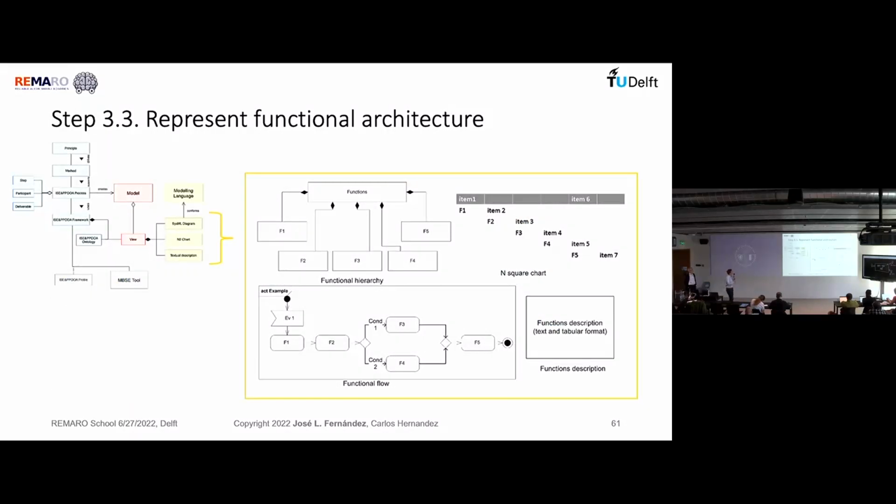We will see with a practical example how we start representing the functional architecture. So we already saw how you can represent the functions as this hierarchy. This is a UML class diagram, aggregation, composition. We will discuss a bit about the N-square, these nice matrices that allow you to represent the interfaces between functions, and we have already discussed functional diagrams.